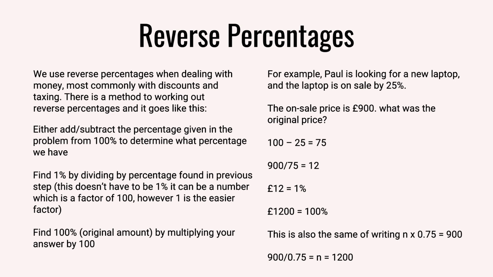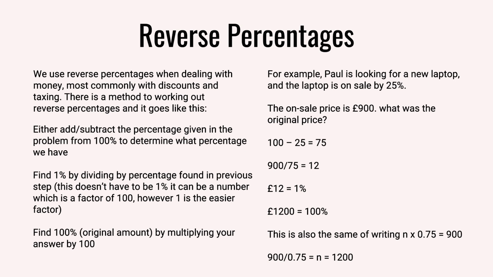For example, Paul is looking for a new laptop, and the laptop is on sale by 25%. The on-sale price is £900. What was the original price? So to begin with, we do 100 minus 25, that's the sale price, and that will give us 75%. We then do 900 divided by 75, which gives us 12, meaning £12 is 1%. Now, if we times 12 by 100, we get 100%, and that is the original price. So the original price is £1,200.